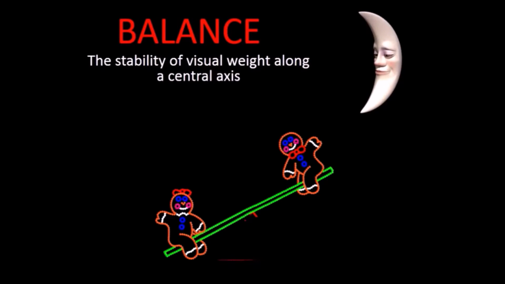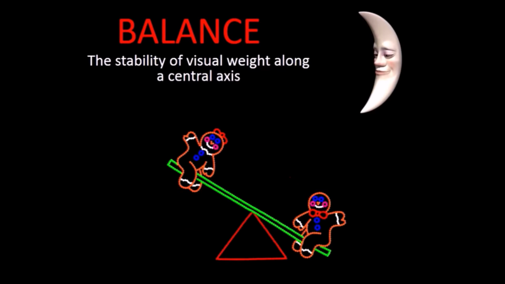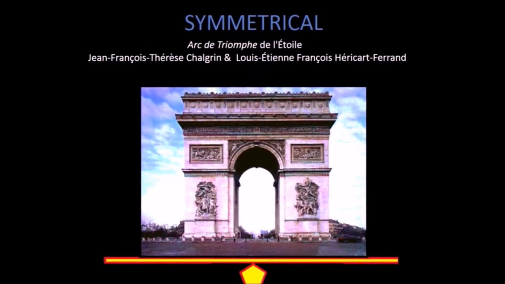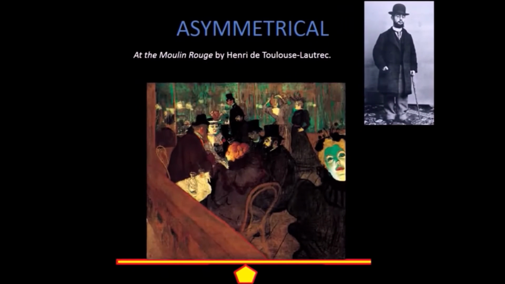Balance is the distribution of visual weight of objects, color, texture, and space along a visual axis. It might help to think of the work of art as being on a seesaw or teeter-totter. In symmetrical balance, the elements used on one side of the design are similar to those on the other side. In asymmetrical balance, the sides are different, but still look balanced.